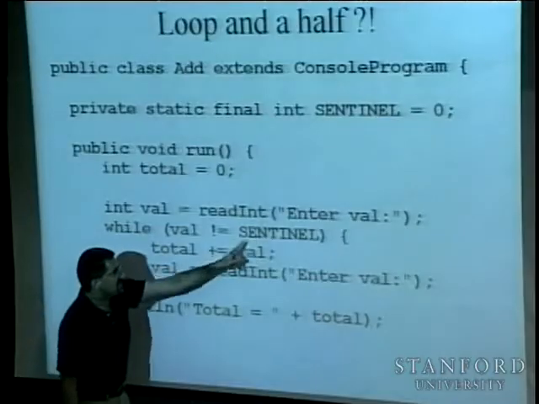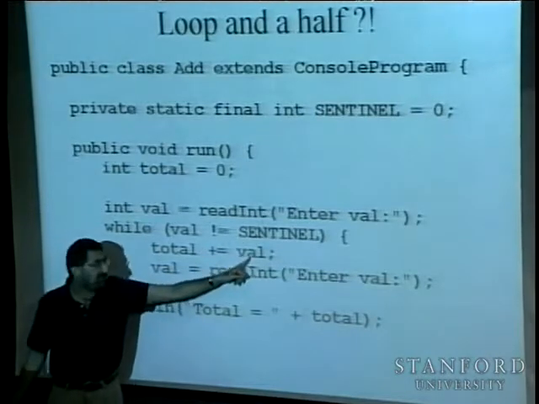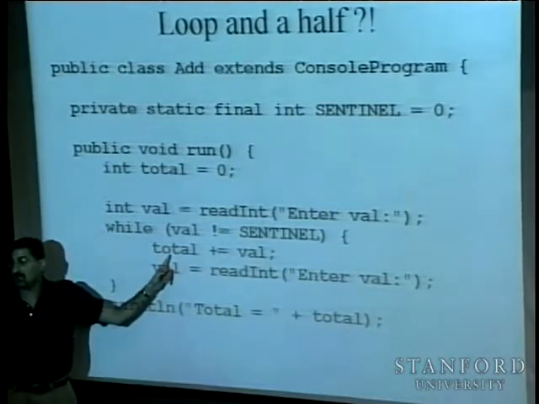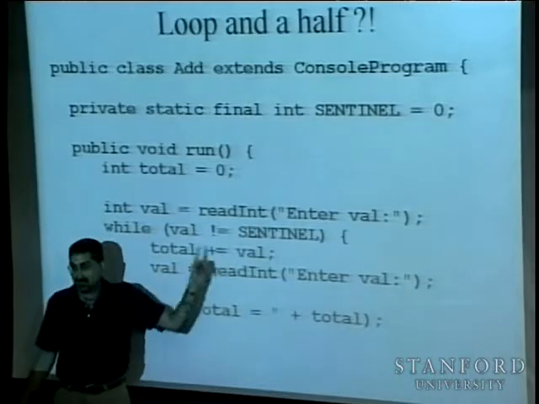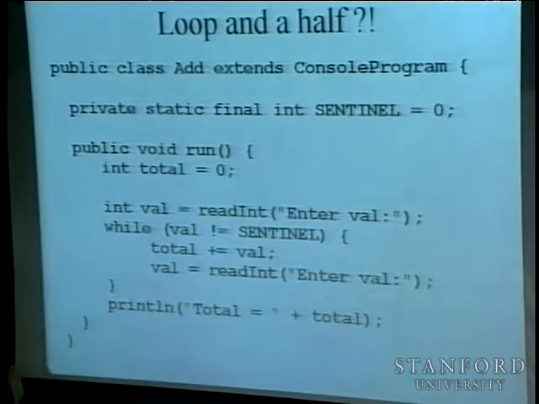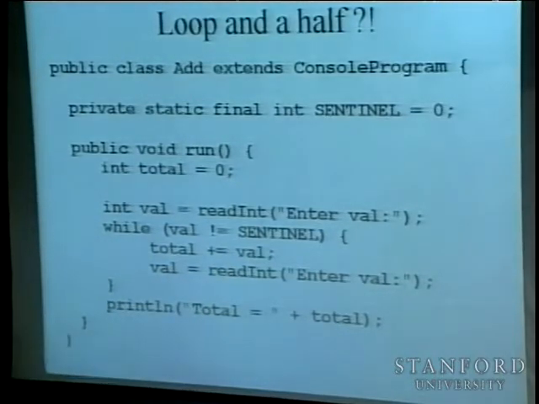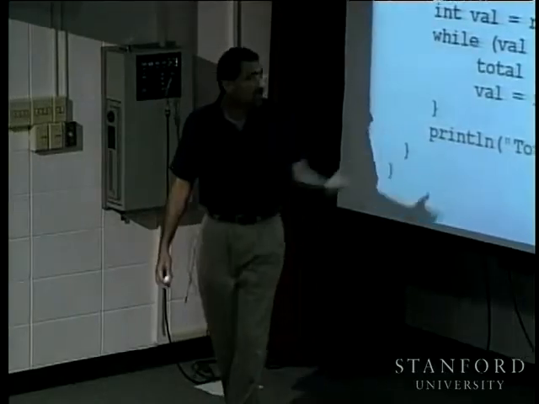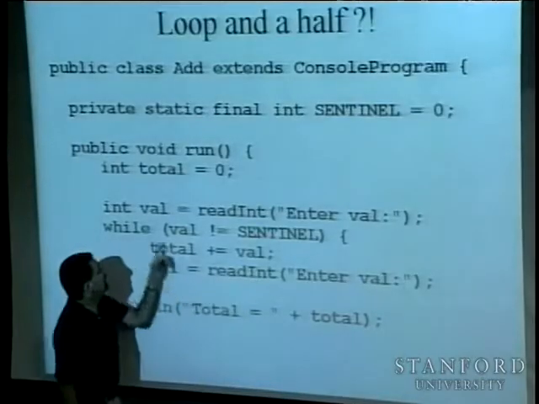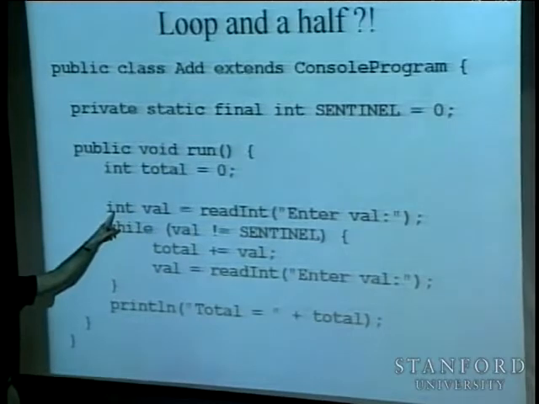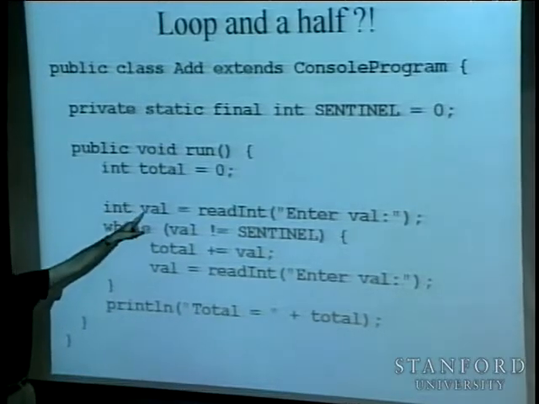If I haven't seen that sentinel yet, then take the value you just gave me and add it to my total and store it back into total using the little plus equals shorthand you saw last time, okay? Then what I need to do is, after I've done this, ask you for a value again. So I say value equals readInt. Notice I already declared this variable up here.